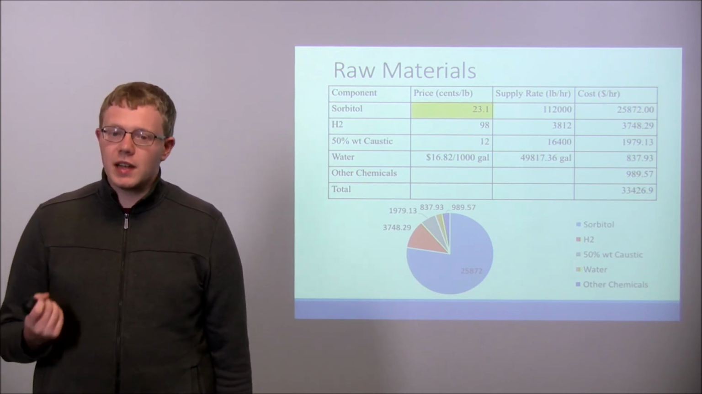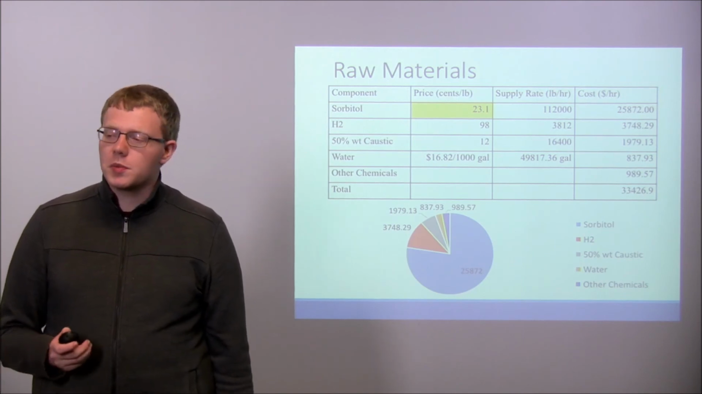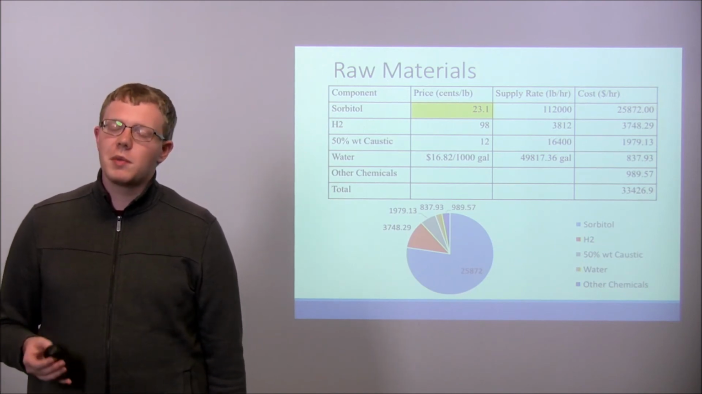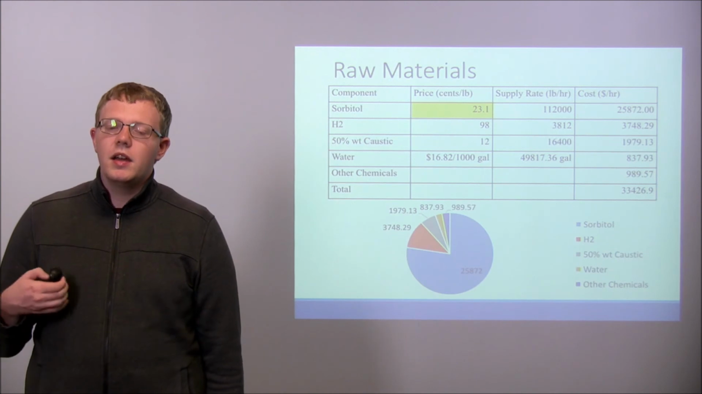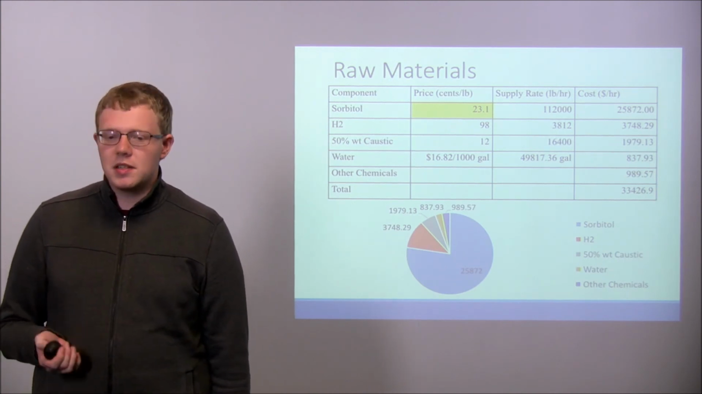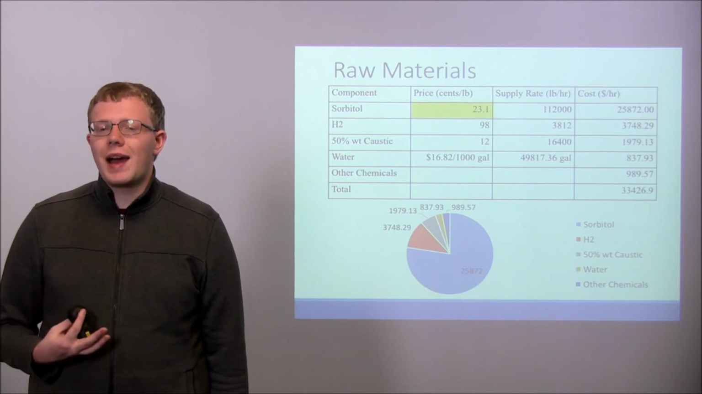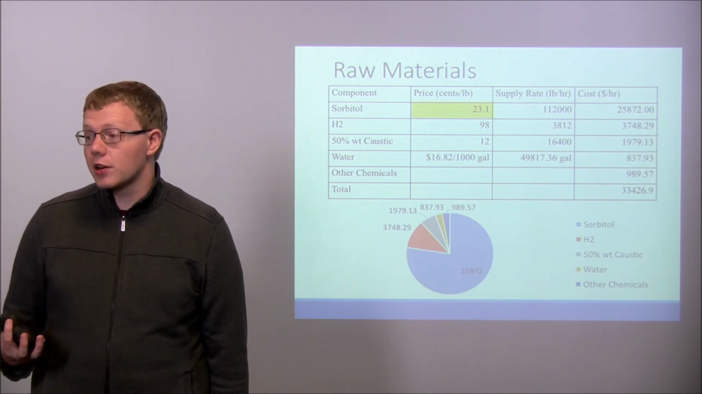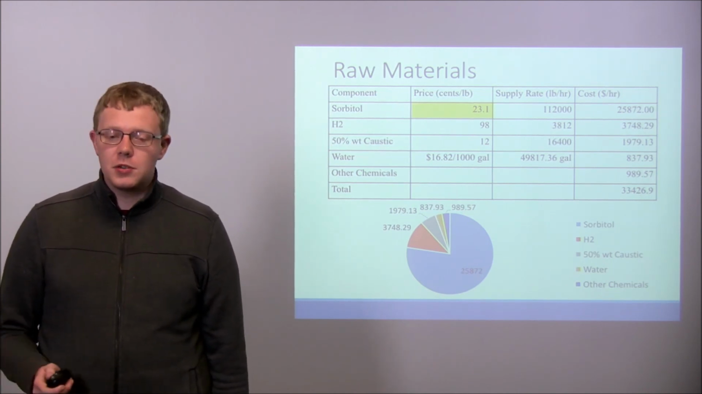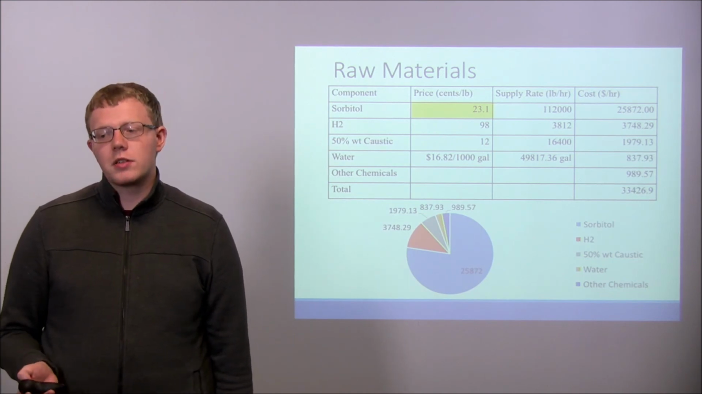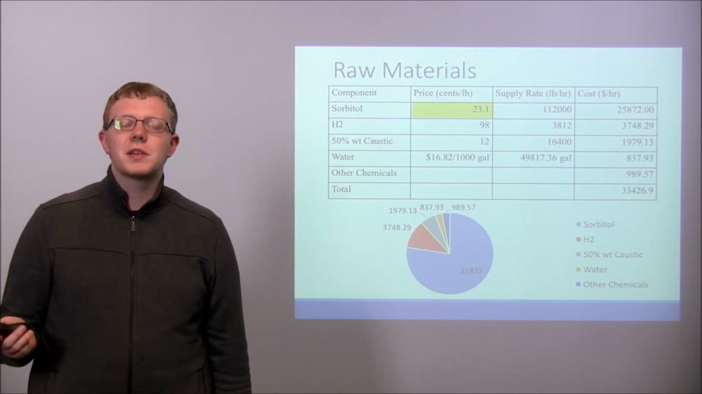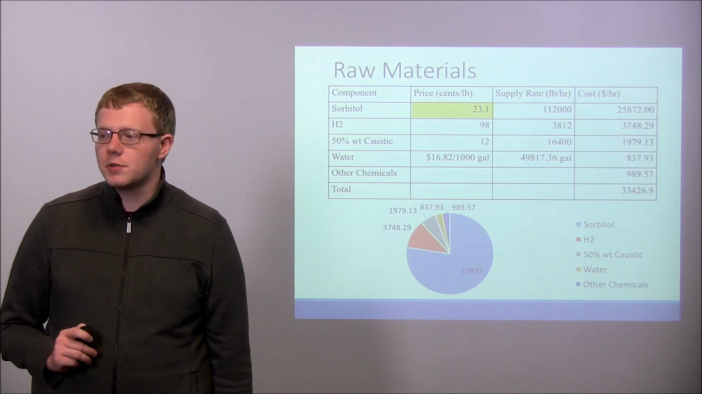We're also using hydrogen gas, which is a reactant with the sorbitol. We're using caustic, or sodium hydroxide, as a catalyst for the reaction. We're also using a significant amount of water to act as a solvent for the reaction to occur in. All other chemicals, including sulfuric acid for ion exchange generation, are encompassed by a formula we were instructed to use.